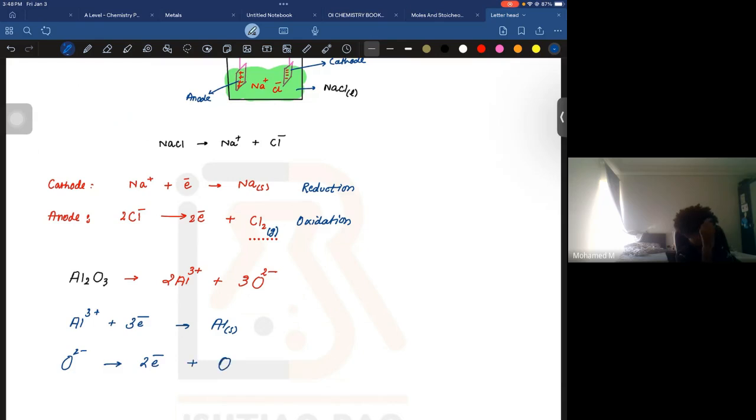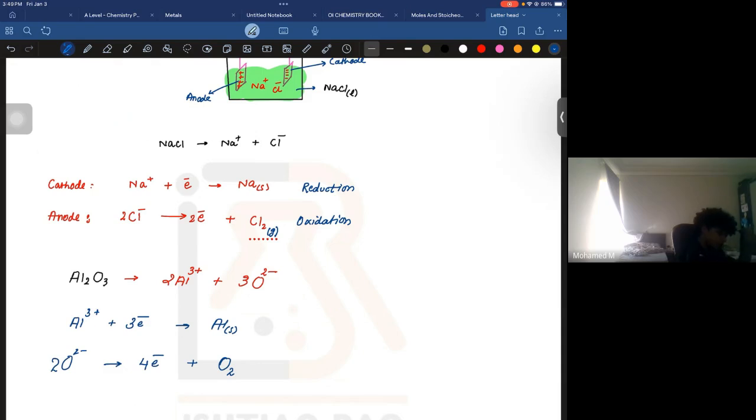But you know, oxygen is a diatomic gas, so it should be O2. If you write 2 over here, you are supposed to write 2 over there, and you are supposed to multiply this electron by 2, so it would become 4. So this is the electrolysis for aluminium oxide. After doing electrolysis of aluminium oxide, you would be getting aluminium metal and oxygen non-metal.